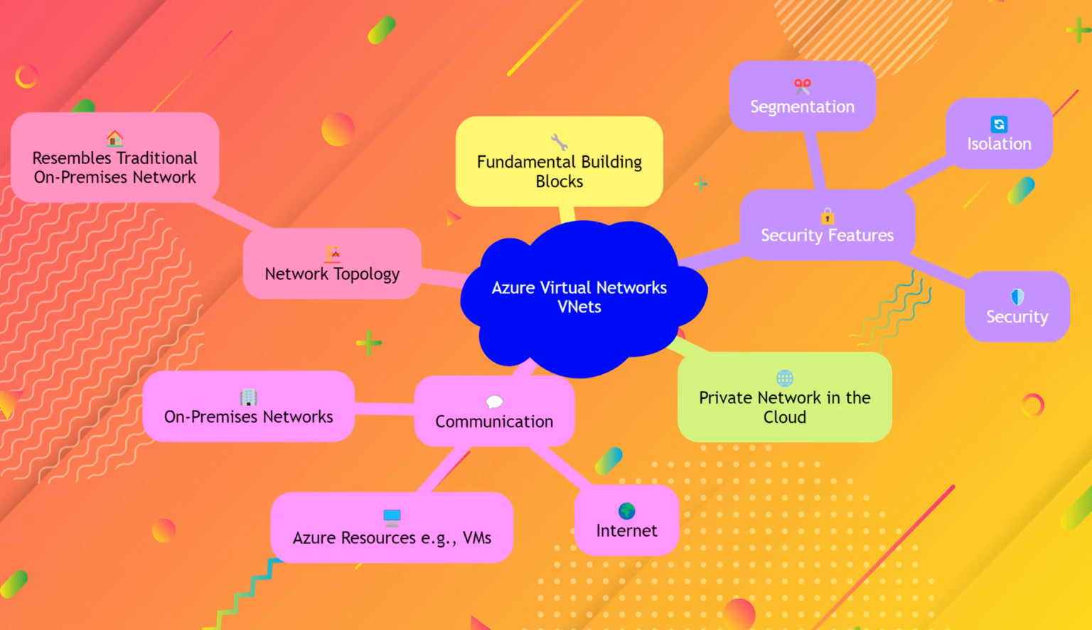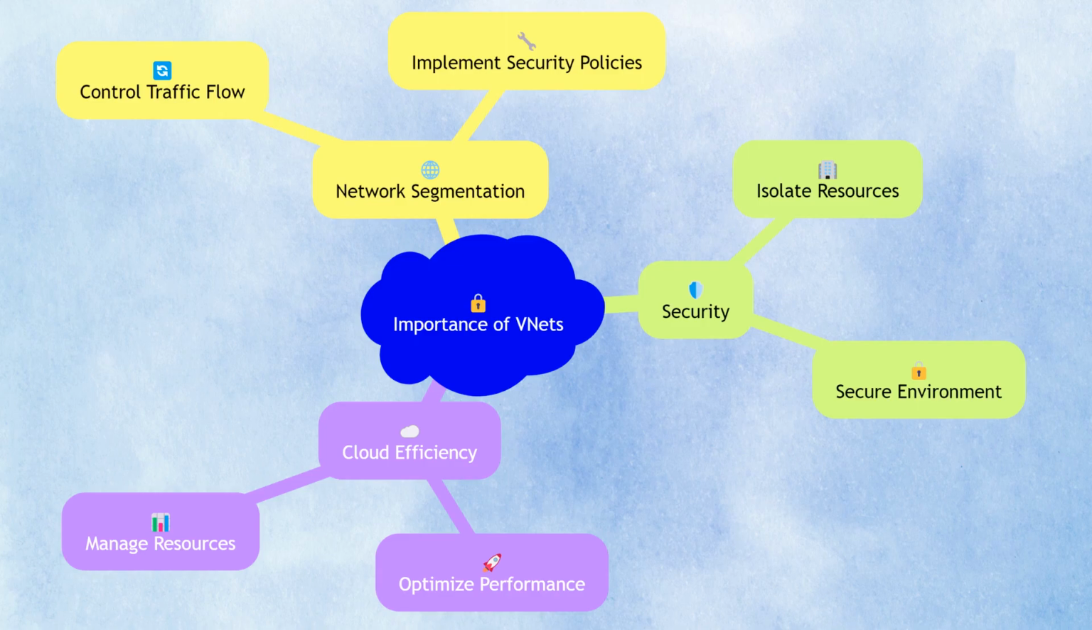Virtual networks, VNets in Azure, are fundamental building blocks for your private network in the cloud. They enable many types of Azure resources, such as VMs, to securely communicate with each other, the internet, and on premises networks. VNets provide isolation, segmentation, and security, allowing you to create a network topology that closely resembles a traditional on premises network. VNets are crucial for establishing a secure and efficient cloud environment.